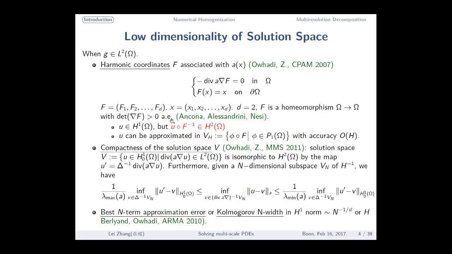If this is really a mapping, you can show that u itself is at best H1 plus some epsilon, depending on the media. But when you look at u in the F coordinates, it's much smoother and gives you H2 regularity. So basically, you can approximate u in this space without the H accuracy. But this only holds in 2 dimensions.